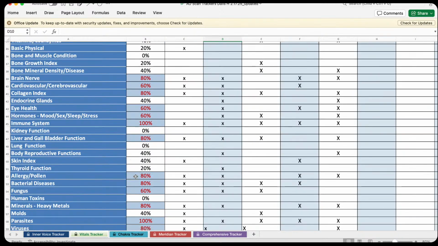All right. Allergy, pollen, bacterial diseases, fungus. So when you're dealing with bacterial diseases and fungus, anytime the gallbladder and the liver are struggling, and we don't know 100% for sure that they are, we just know from a frequency standpoint they're not resonating, you're going to be dealing with extra toxins inside of this, particularly if you're eating lots of meat.